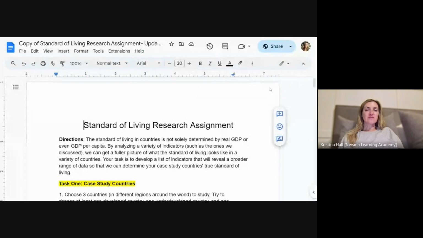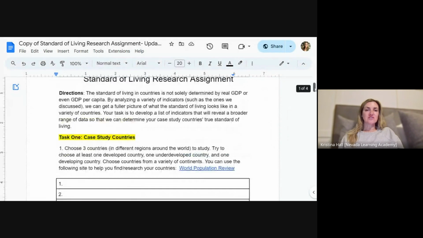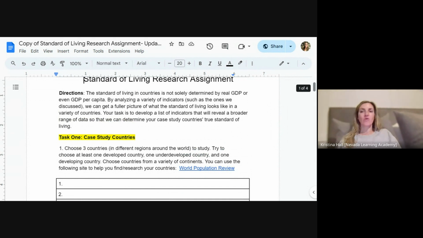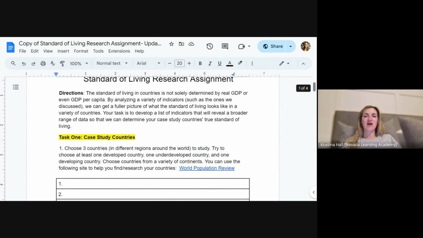So standard of living project, let's look at the directions. The standard of living in countries is not solely determined by real GDP, or gross domestic product, or even GDP per capita. By analyzing a variety of indicators, so many things determine standard of living, such as ones we've discussed, we can get a fuller picture of what the standard of living looks like in a variety of countries. Your task is to develop a list of indicators that will reveal a broader range of data so that you can determine your case study country's true standard of living.